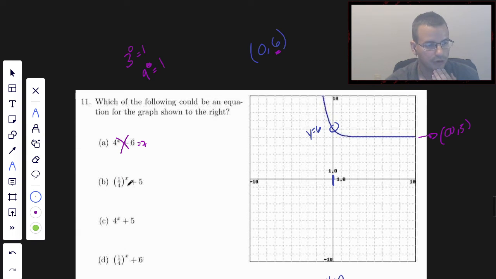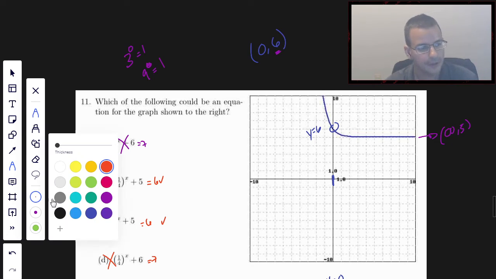Next one, 1/4 to the 0. 1/4 to the 0 is going to be 1. 1 plus 5 equals 6, maybe. 4 to the 0 is 1, and 1 plus 5 is 6 as well. That might be true. And same for this one, 1/4 to the 0 is 1 plus 6 equals 7. Not possible. So now we're down to these two choices.